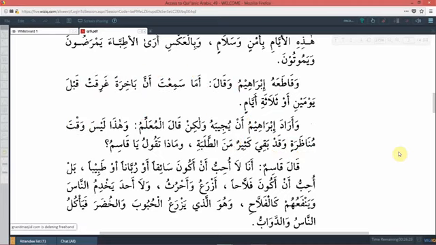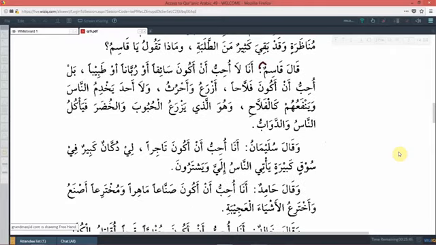So the teacher interrupted. He said, هذا ليس وقت مناظرة. Ibrahim said something, then Abdurrahman said something, then Ibrahim said something, right? So the teacher interrupted. هذا ليس وقت مناظرة. This is not the time for debate. وقد بقي كثير من الطلبة. And there are many students who are still left, still remaining to answer. وماذا تقول يا قاسم? And what do you say, O Qasim? قال قاسم. Qasim, fa'il, marfu with a dhamma. He's the doer. He's the one who's saying.